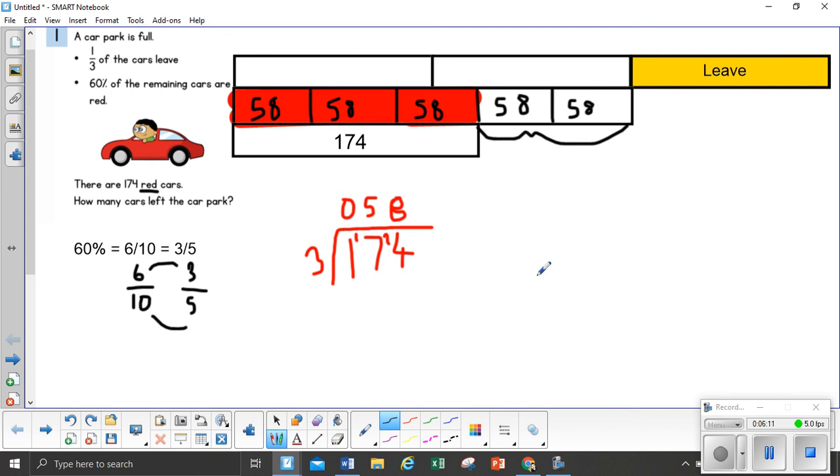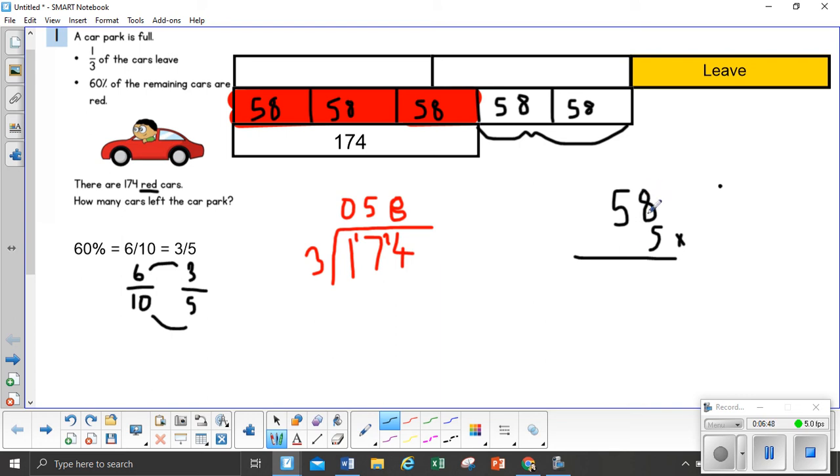Okay, so 58 needs to be multiplied by 1, 2, 3, 4, 5. You can either do it that way or know that 10 times 58 is 580. Divide your 500 by 2, that's 250. Divide your 80 by 2, that's 40. So you've got 250, add 40 is 290.